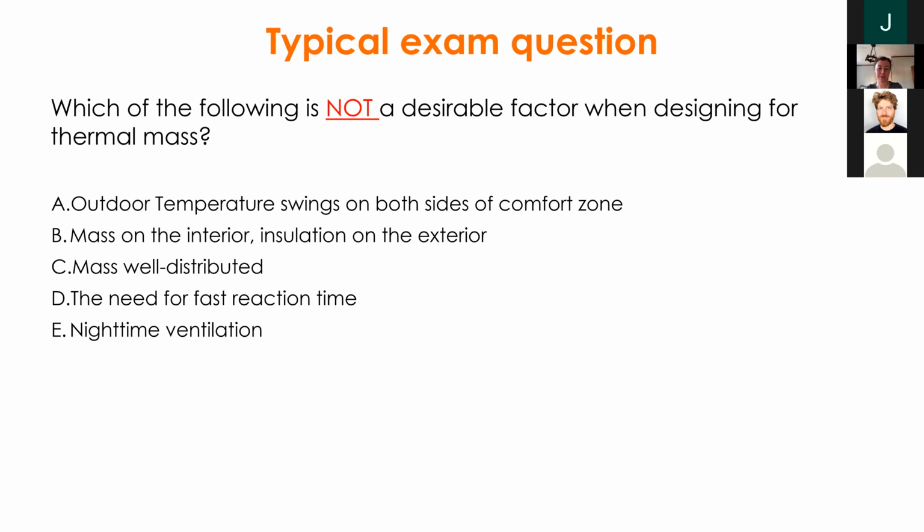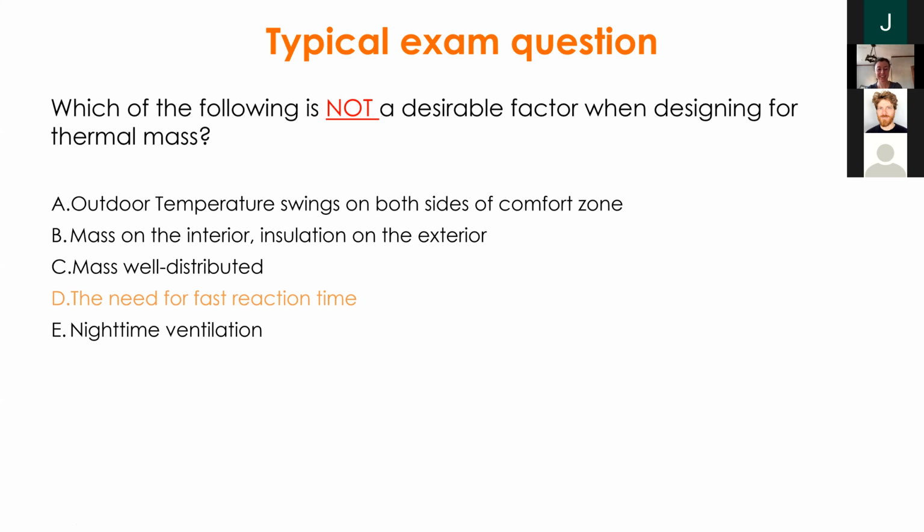A, having outdoor temperature swings on both sides of the comfort zone. B, mass on the interior, insulation on the exterior. C, mass being well distributed. D, the need for a fast reaction time. And E, nighttime ventilation. So just a few seconds to think about which you might go with.